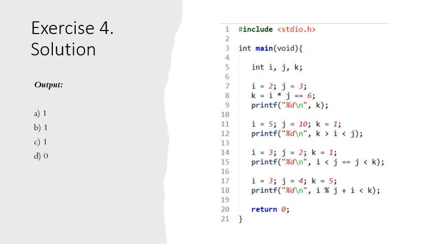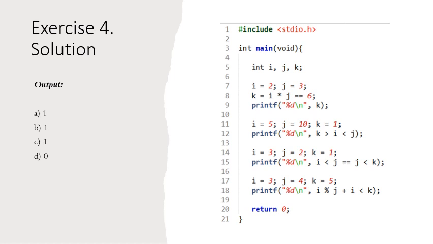Now after evaluating i * j, we can compare it to 6. Remember that the equality operator == has higher precedence than the assignment operator. So i * j, which is 6, is compared with 6, and we know that they are equal. Of course, that's very basic. So 6 equals 6, and since it is true, the result of k will be 1. That's why the result of a here is also 1.